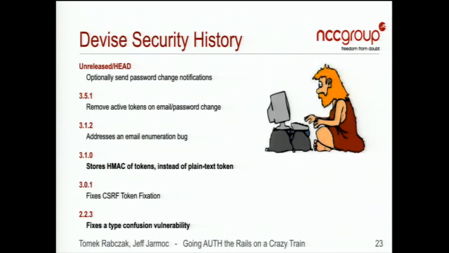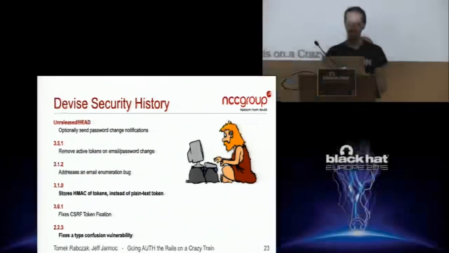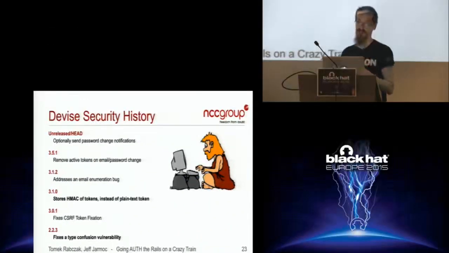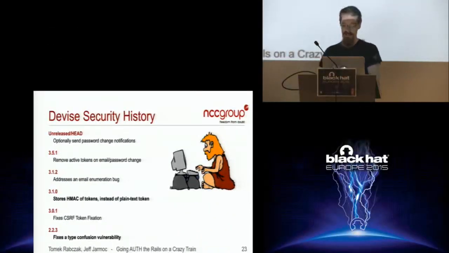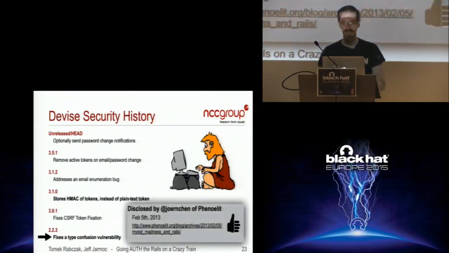When we have these password reset tokens flying around, it helps to think of them as credentials because they really are. They'll give you access to the account. And so we need to secure them in similar ways that we would secure actual credentials. There was a CSRF vulnerability, a token fixation vulnerability that allowed for CSRF. But then back in 2.2.3, there was a type confusion vulnerability. And this one's really interesting. We're going to spend a couple of slides talking about this vulnerability.